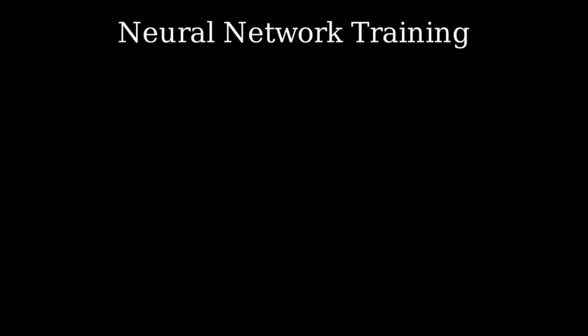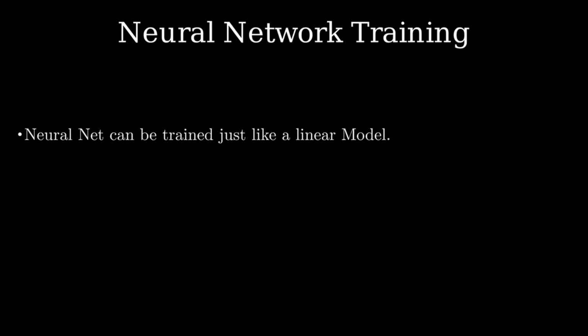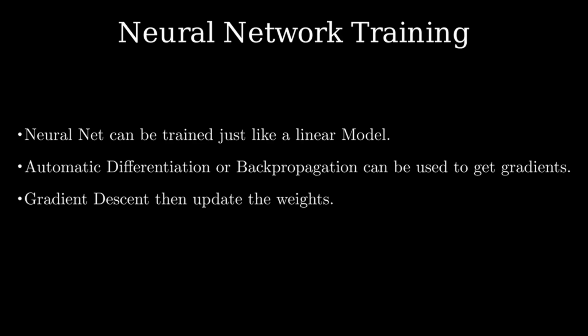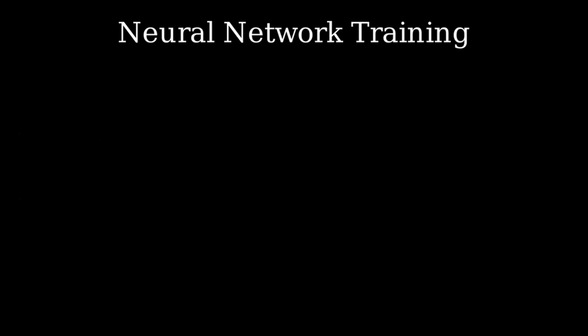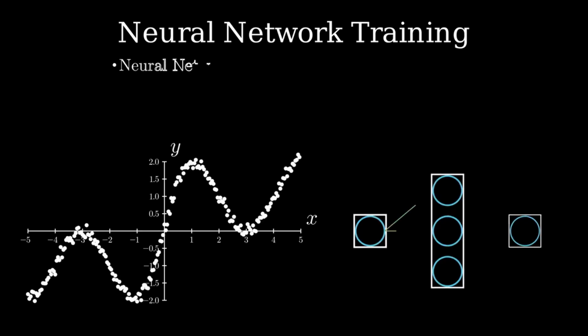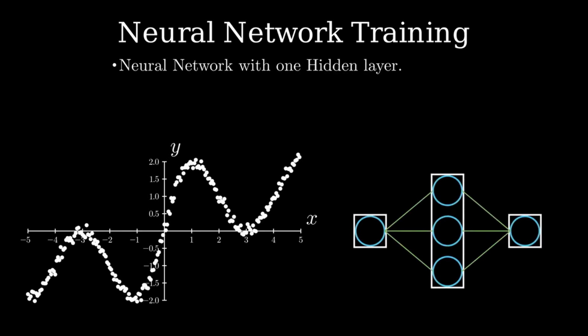Training a neural net is very similar to the linear model. We can use automatic differentiation and gradient descent as usual to update the weights. I have discussed these topics in detail and will leave the link of the videos in the cards. What I'm interested in is visualizing how the neural net evolves during training. Considering this dataset and a simple neural network with one hidden layer, we start as usual with a random guess, but you can see that it starts fitting the data points over several iterations.